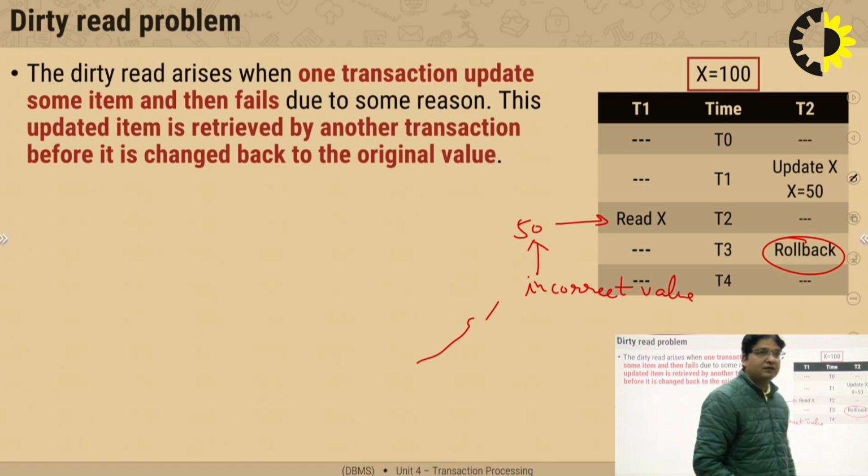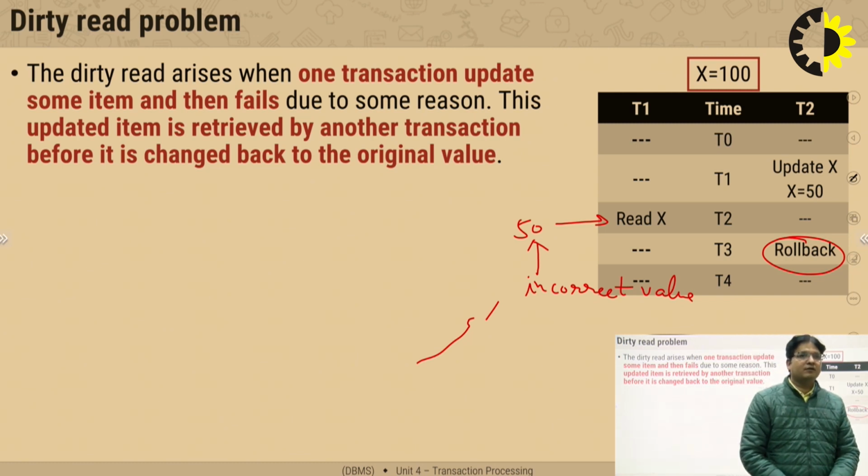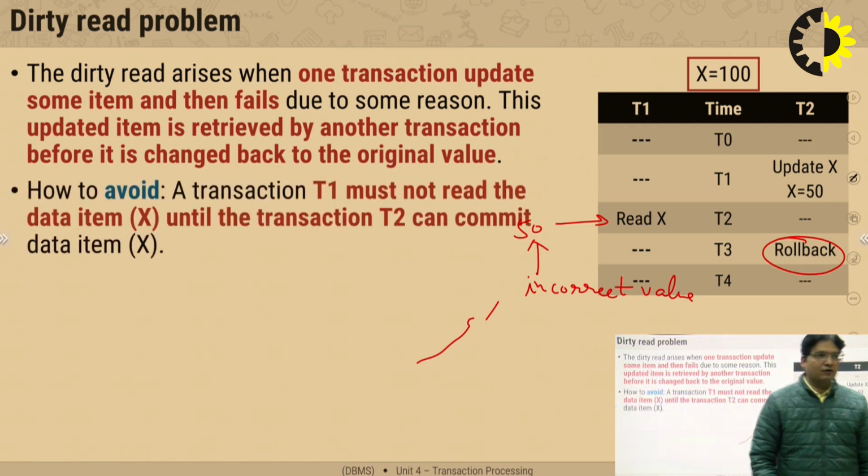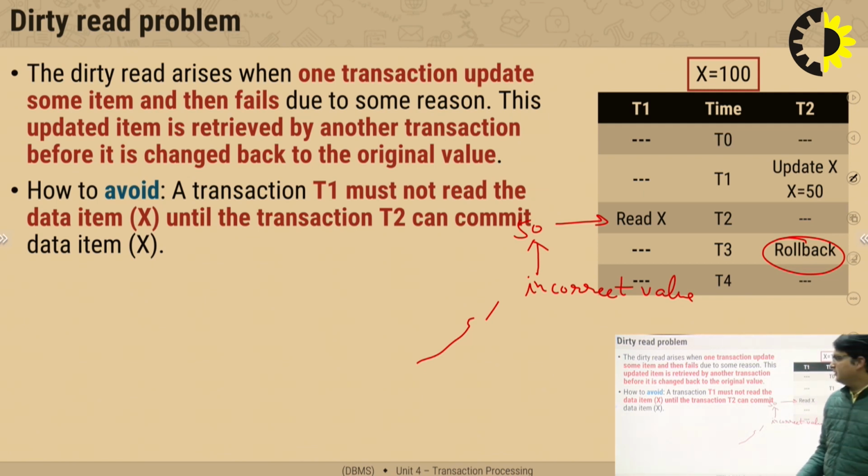Now that is a very major problem that we face in database. So all of these problems need to be avoided. How can we avoid it? We can use various concurrency control techniques to avoid this particular type of situation. Now how are we avoiding it?